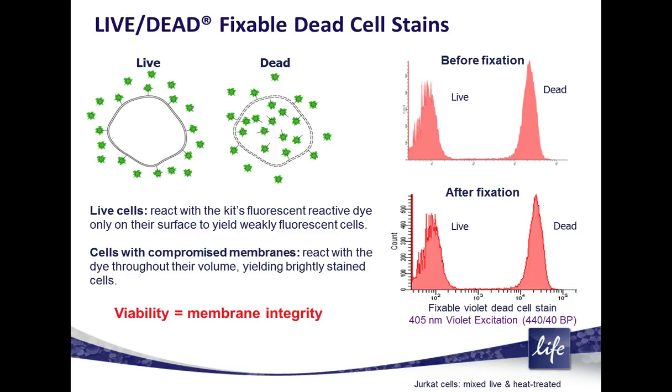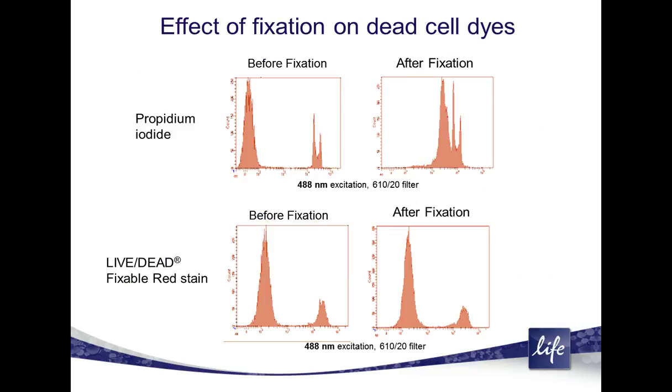The staining must be done prior to fixation. And because these are live cells, although the live cells are very dim in staining, you have to be aware that the live cells will exhibit some dim fluorescence. Now this does illustrate why fixation is not compatible with the traditional impermeant nucleic acid dyes.